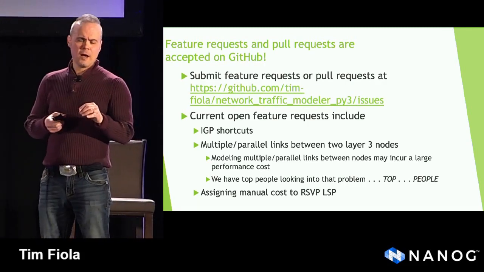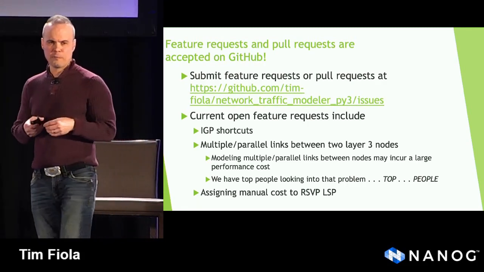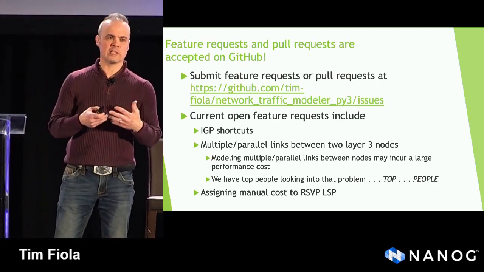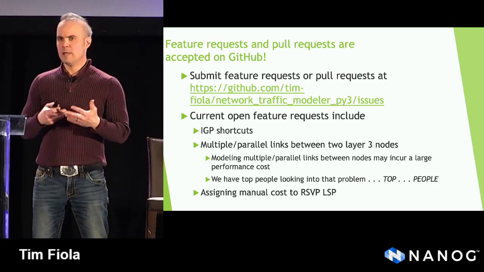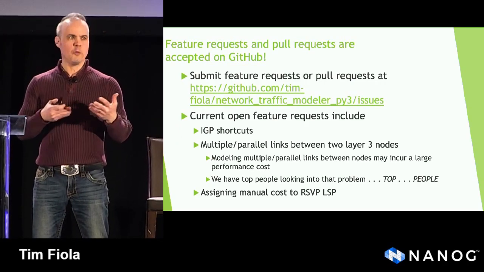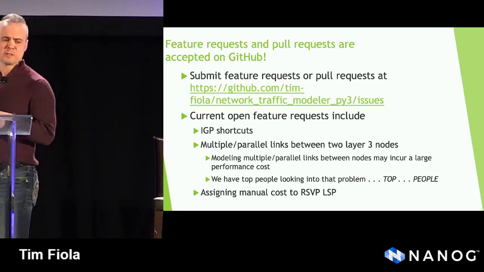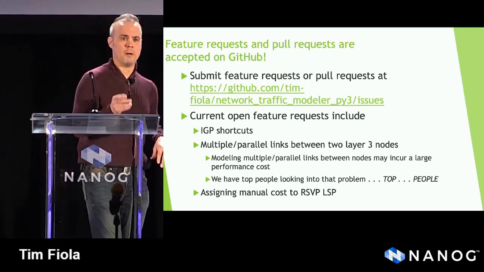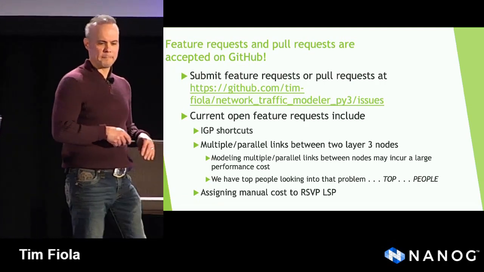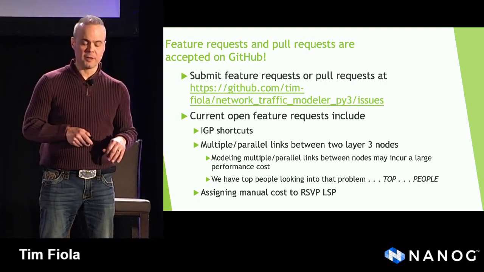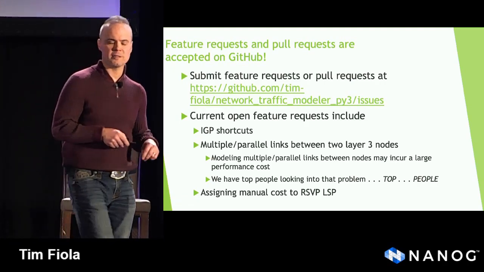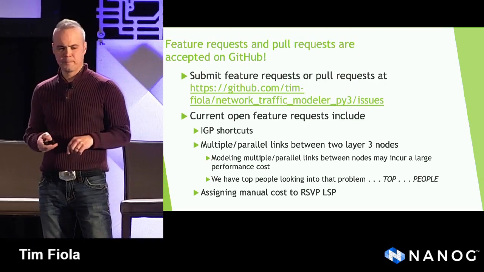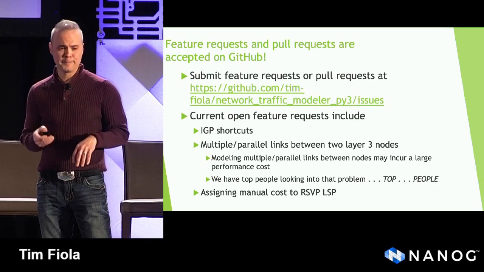I'm trying to figure out if there's a performance penalty in the modeling engine having multiple links between two nodes, because it necessarily means there's more processing to figure out which link you'd be taking between nodes. But anyway, I'm looking into that. And the third feature request is assigning a manual cost to an RSVP LSP. Those are the three that are open right now.